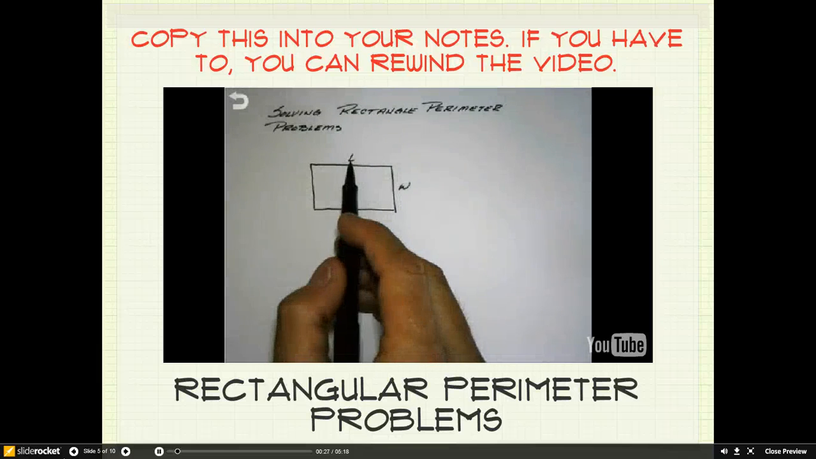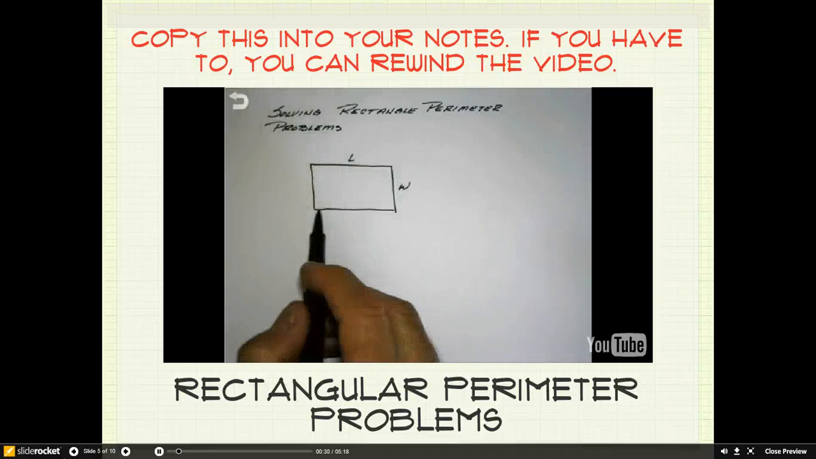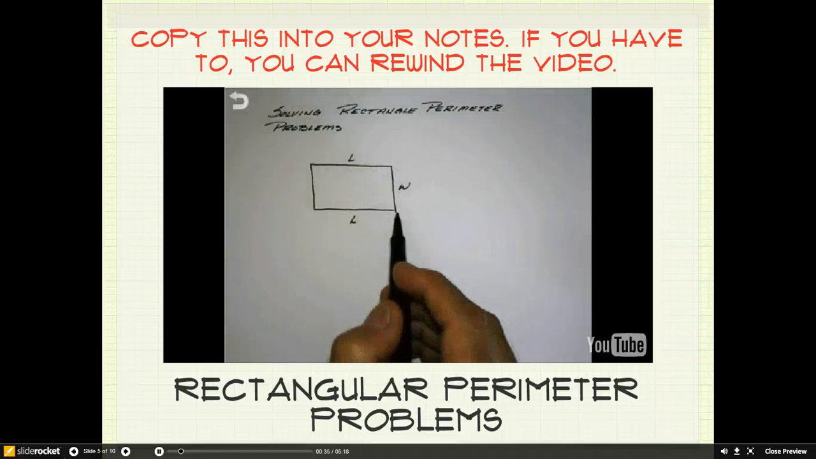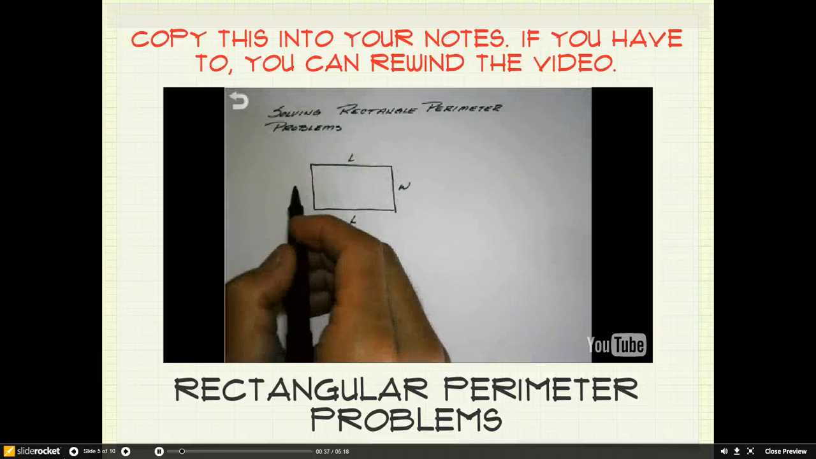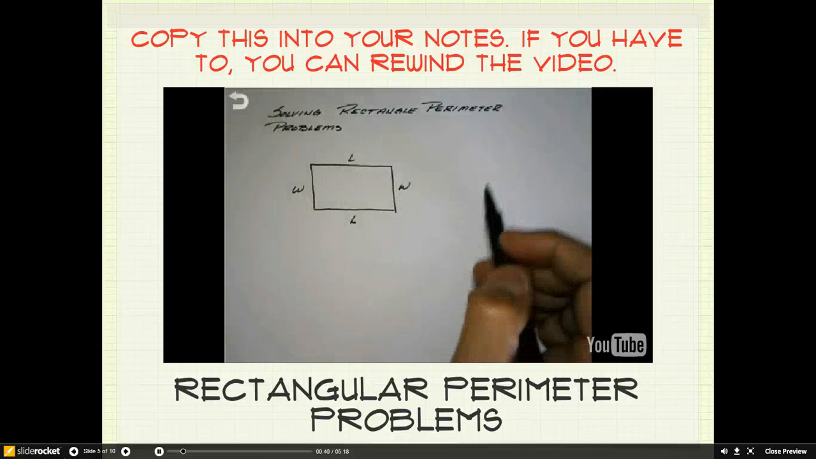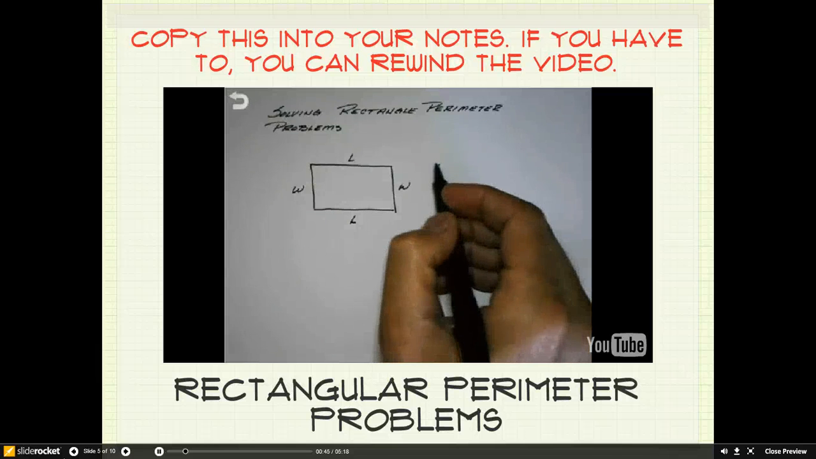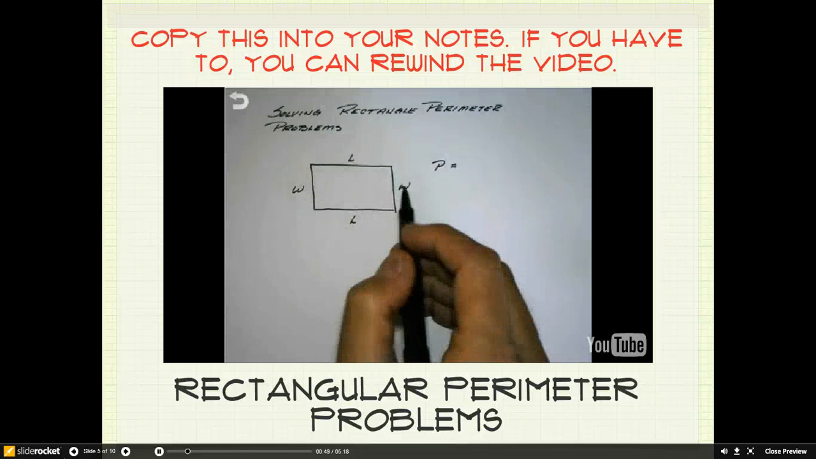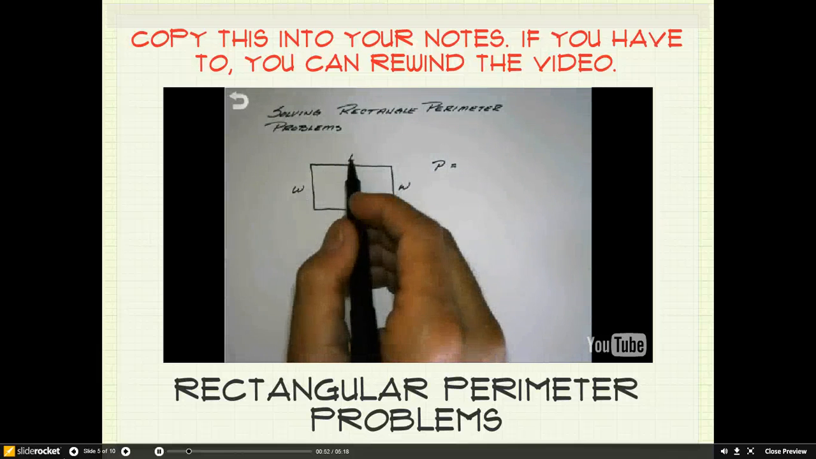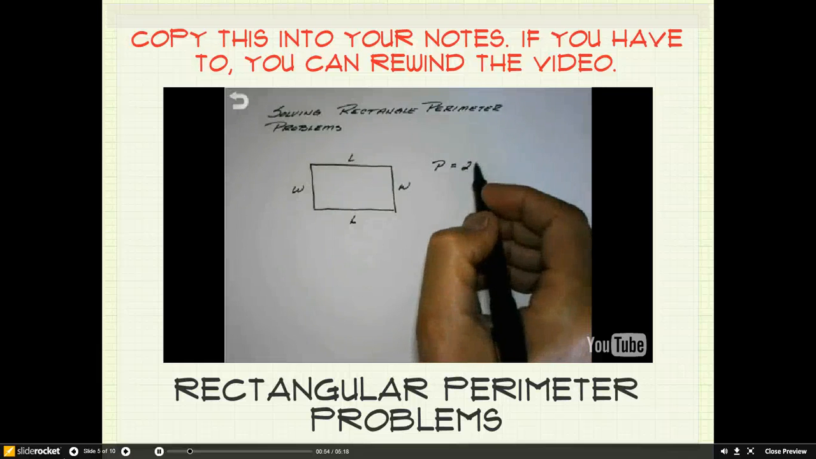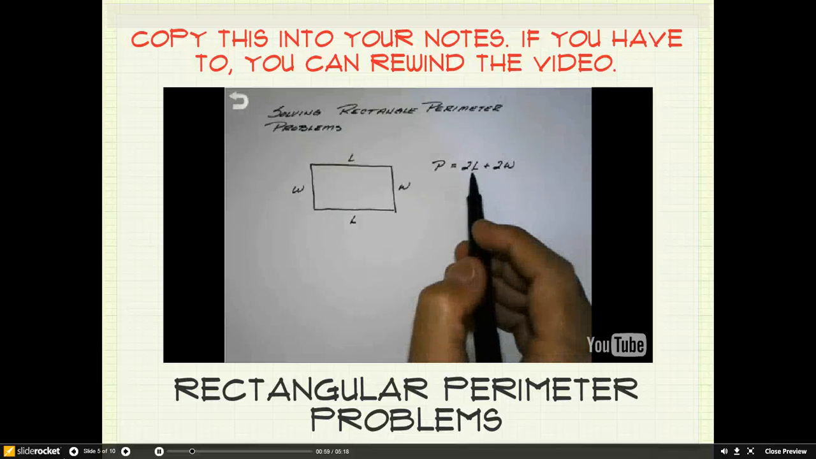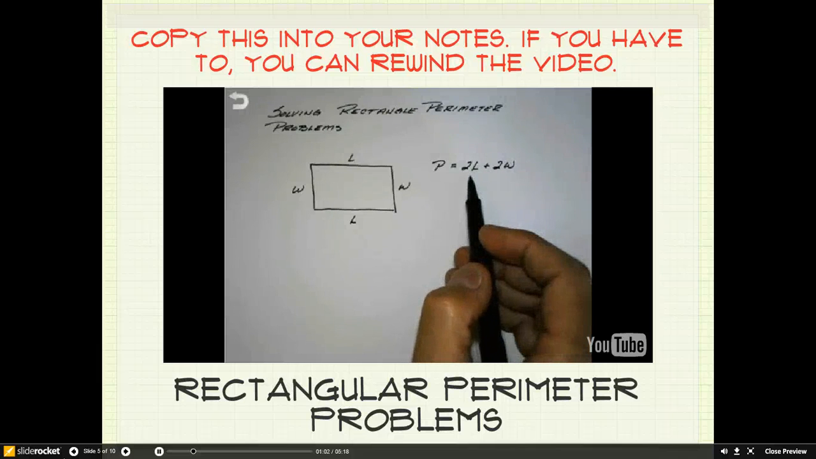Now, if we're going to label this as L for length, this also has the same dimension, so that's also L. And if this dimension here is W for width, then this is also W here. And one thing I want to remind you before we get started on these types of problems is that the perimeter, we'll call it P for perimeter, is equal to the sum of all the sides. So W plus L plus W plus L. Well, that's two L's, or two lengths, plus two widths. And we're going to use this equation as we solve these types of problems.